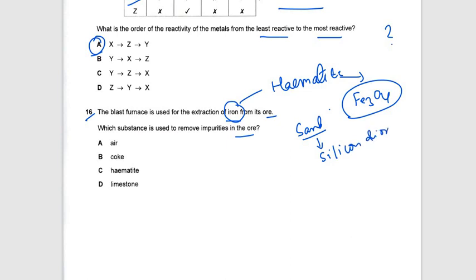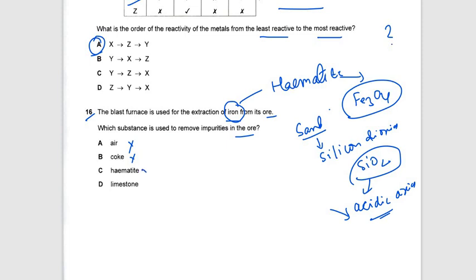What is the formula of that? SiO2. Is it a basic or acidic oxide? It's an acidic oxide. If I want to remove this oxide, it means I should give something which is basic in nature. So it will combine and form some kind of salt. So here, air, no. Coke is not going to help you. Hematite itself is an ore. So only limestone. Please write the formula of limestone.